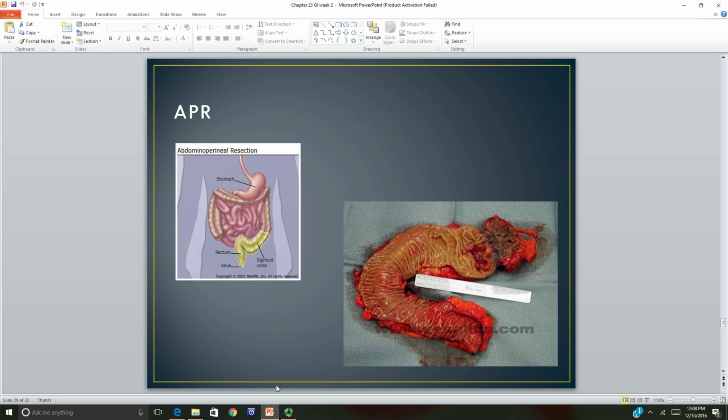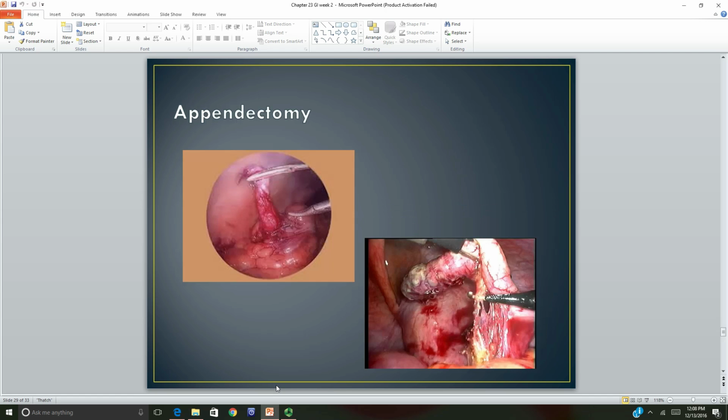In an abdominal perineal resection, the anus, rectum, and sigmoid colon are removed for the treatment of cancer. It is done through 2 incisions, an abdominal to remove the colon and a perineal to remove the anus and rectum. Appendectomy is removal of the appendix. This is done for preventative measures or if the appendix perforated. This can be done open or laparoscopic.